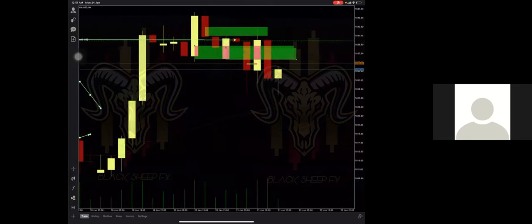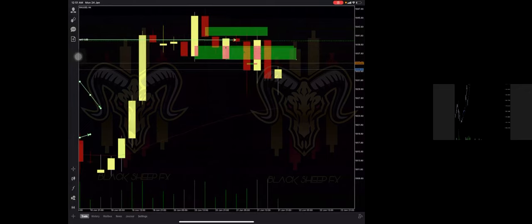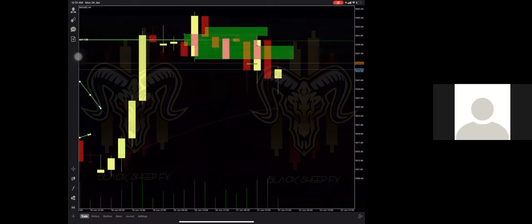Sometimes I get messages from some people in this group, crying and complaining because Mr. Black Sheep went on a 15 win streak and then he lost one trade. And they start complaining. I'm like, guys, come on, chill, bro. What's going on? You forgot the 15 days winning streak? And because you lost some money, you're going to cry? Get over it. It's fine.